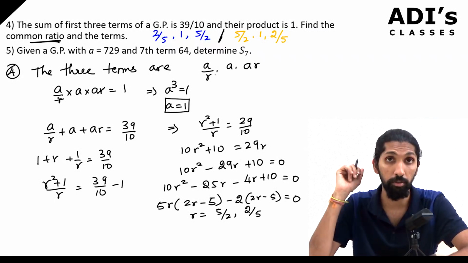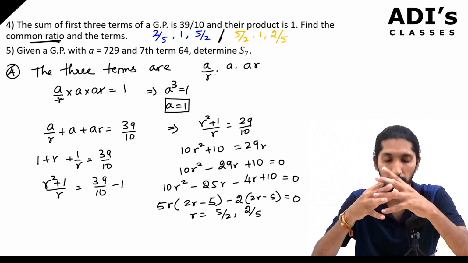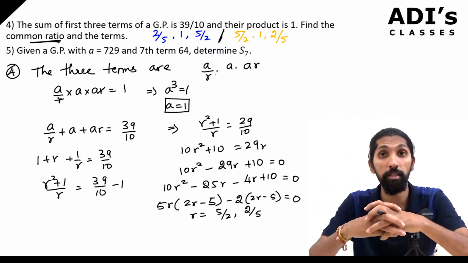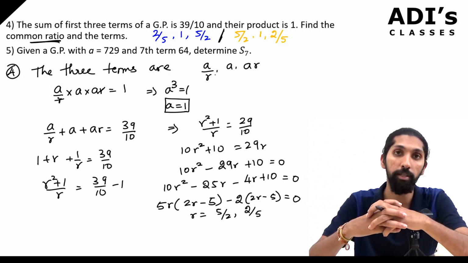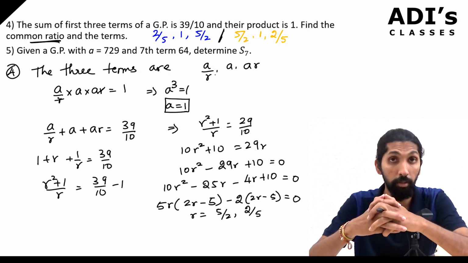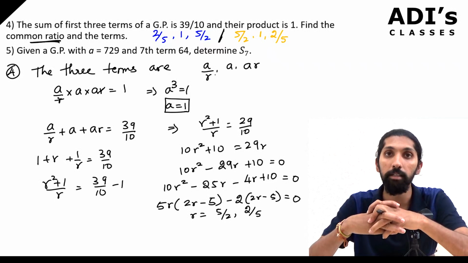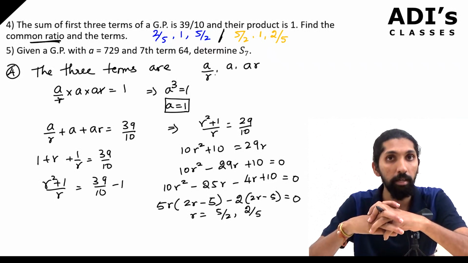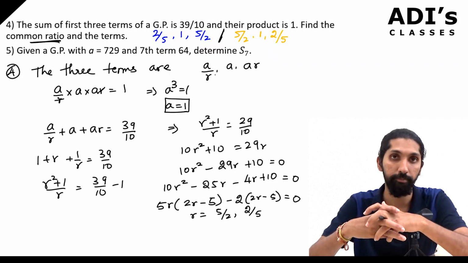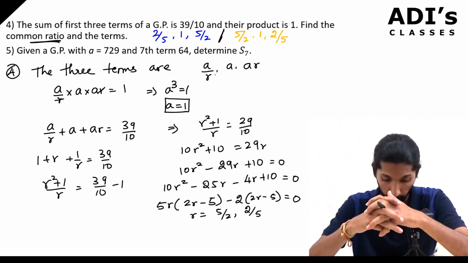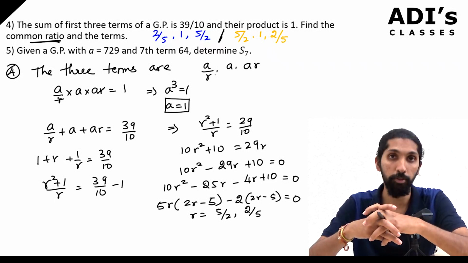Clear? I hope all of you have understood. Remember, just like how we were doing this in AP, the same logic we apply in GP. The only difference is we take the terms as A by R, A and AR. Then you will get the answer. Fair enough? Now let's do the fifth question.